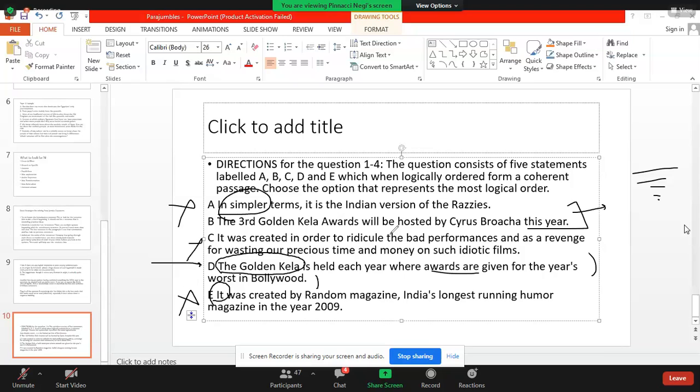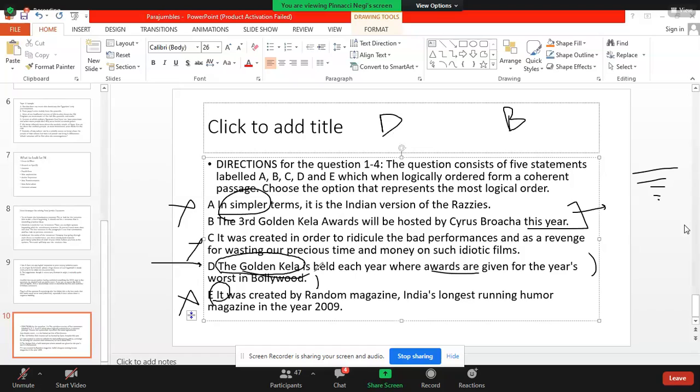Okay? Now students, so now how to arrange? So we understand, obviously. I think in the first reading itself, I would realize that D has to be your opening sentence, and this one looks like the closing sentence to me. But what comes in between?